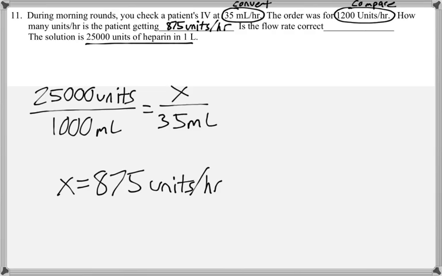So is the flow rate correct? So this is no, because they're supposed to be getting 1,200 units per hour, and they're actually only getting 875 units per hour. So the question is done, but I do want to show an alternate way that you could check to see if this is correct.